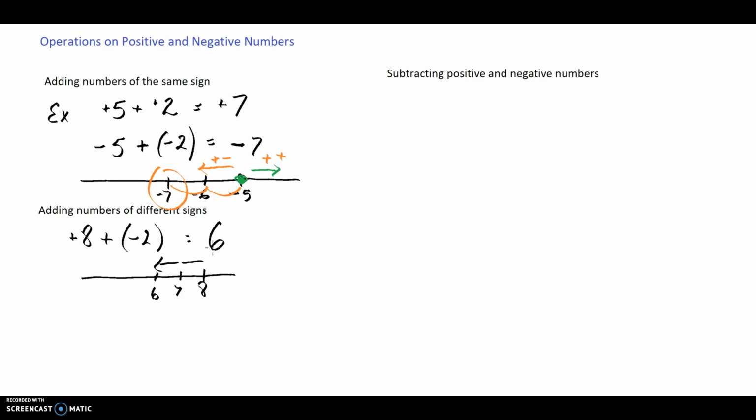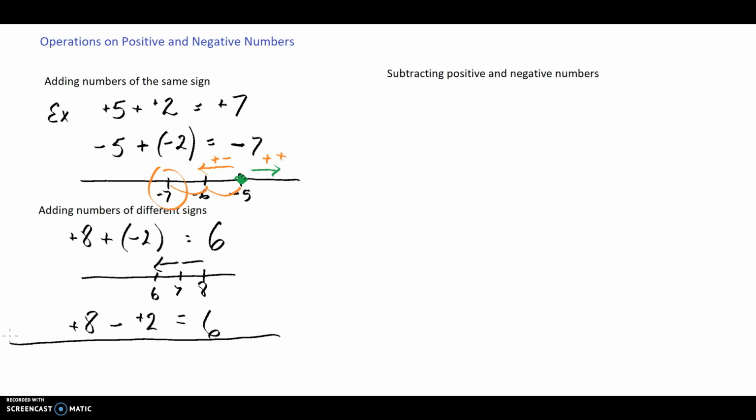Another thing that some people do is you can interchange the signs here. So this positive 8 plus negative 2 can become 8 subtract positive 2. That is just 8 subtract 2, which is 6. So that's another way to look at that one as well.